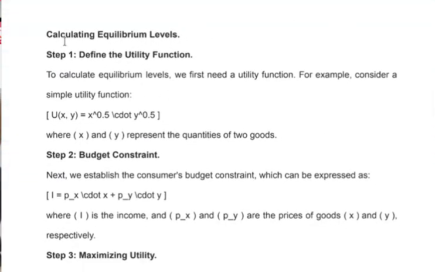Calculating equilibrium levels. Step 1. Define the utility function. To calculate equilibrium levels, we first need a utility function. For example, consider a simple utility function, where x and y represent the quantities of two goods.